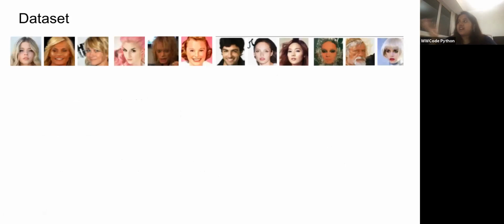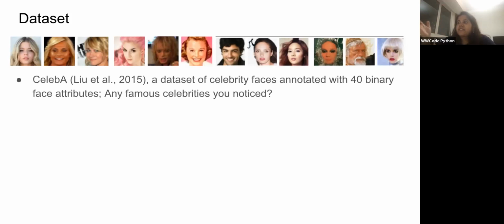So yeah, which brings me to the crux of what they did. They took this dataset, which is called CelebA. It's supposed to be a dataset of celebrity faces, annotated with 40 binary face attributes. I don't know if you notice any famous celebrities. I tried to notice one, but I think it was wrong. If you notice any famous celebrity here, do let me know. Maybe put it up on the chat and let me know if you can spot any. They're supposed to be celebrity faces, but these are the ones pictured in the paper. Obviously, they took the entire dataset into account.